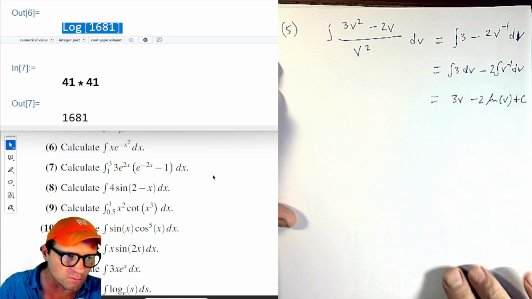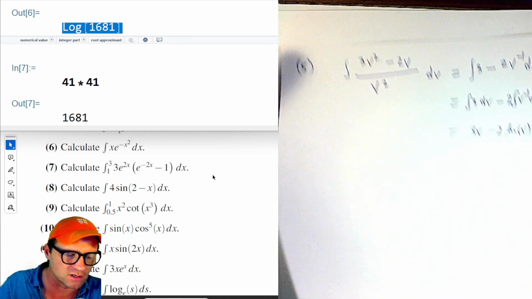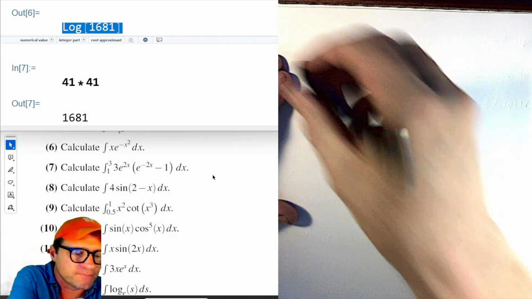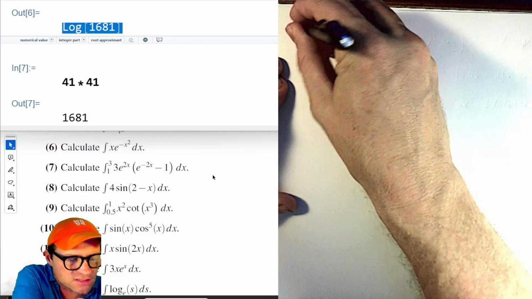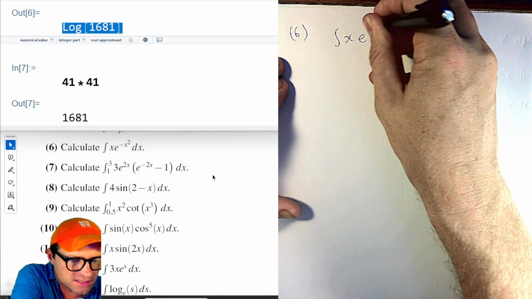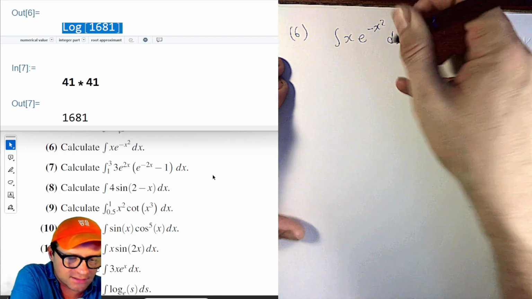Now, I think I'm going to want more paper for this, so I'm going to toss this one on the floor and use it for something else later. All right, so we're up to question 6 here. Calculate the integral of x e to the minus x squared with respect to x.